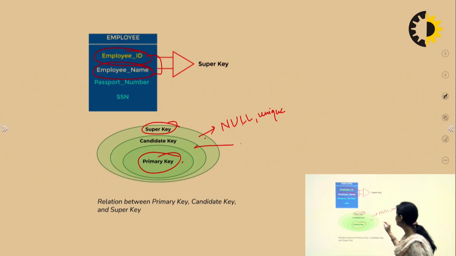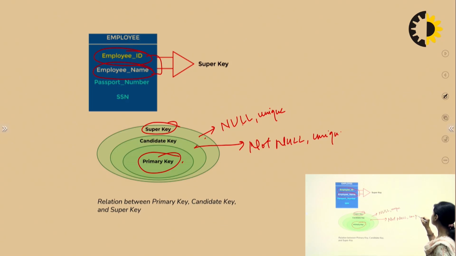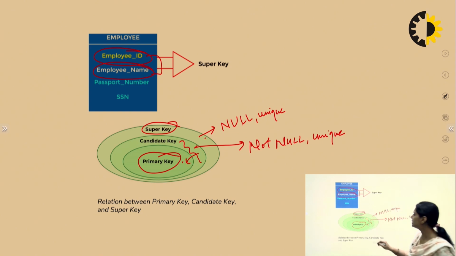When we remove this not null constraint and we keep this unique constraint over here, then it becomes a candidate key. So candidate keys are not null but uniquely identify a record. Out of these candidate keys, when I select some of the keys, those keys become the primary key. The rest of the keys remain in the candidate key area over here.